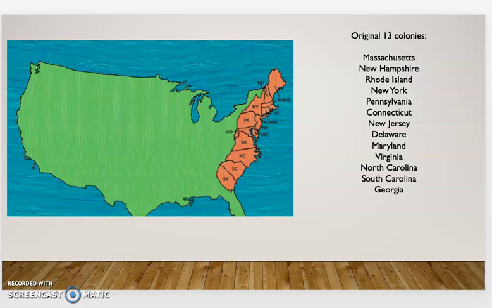So we're going to go through these again, and I'm going to point them out on the map. And again, these are the original 13 colonies that we originally settled when we came across the Atlantic Ocean from Great Britain to this new world. So they are Massachusetts, New Hampshire, New York, Rhode Island is this little one right here, Connecticut, New Jersey, Pennsylvania, Delaware, Maryland, Virginia, North Carolina, South Carolina, and Georgia. So again, those are the original 13 colonies that we had settled when we came over to this new land.